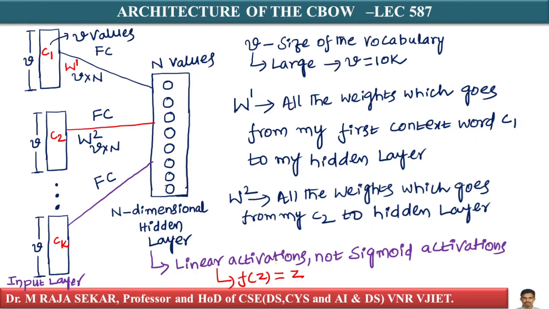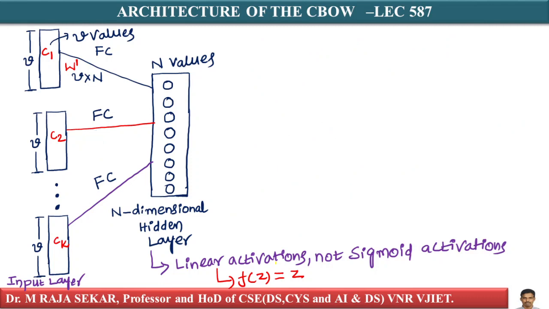You can even have 10,000 words in V, maybe 10,000 words. What is my input layer? I have the input layer here, and I have my hidden layer. Let's see what my output layer is.